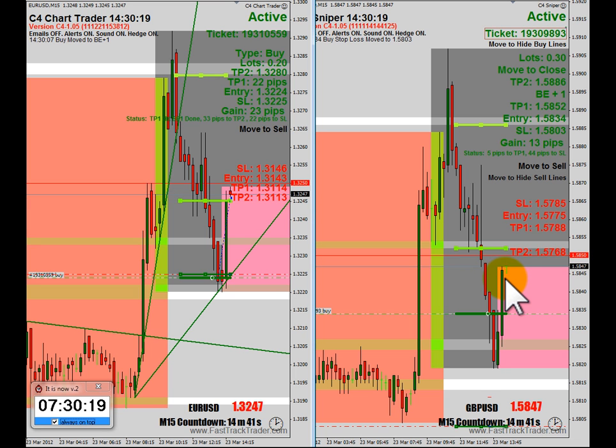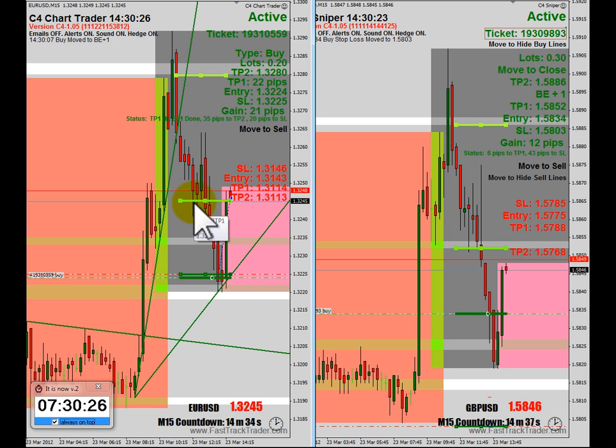This is the pound. You know, I don't know. I just like to be, you know, conservative. Anytime you can grab 20 pips, you know, take it.